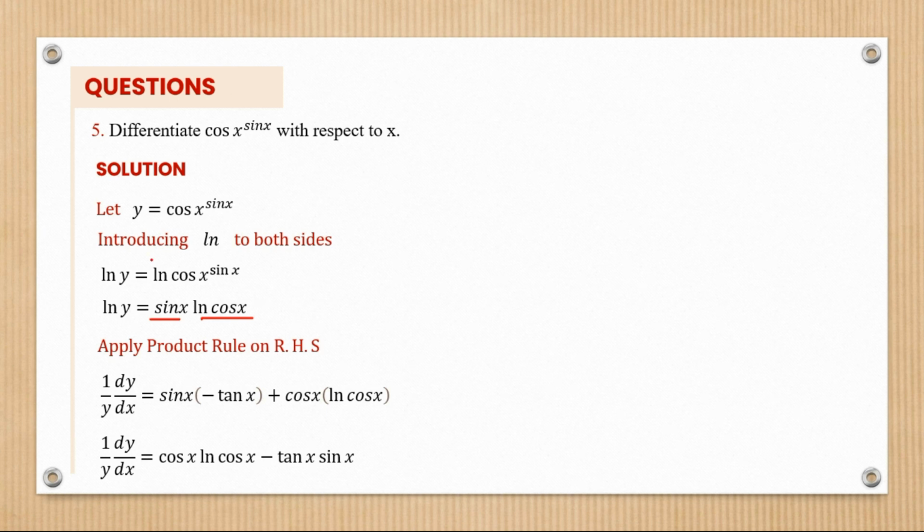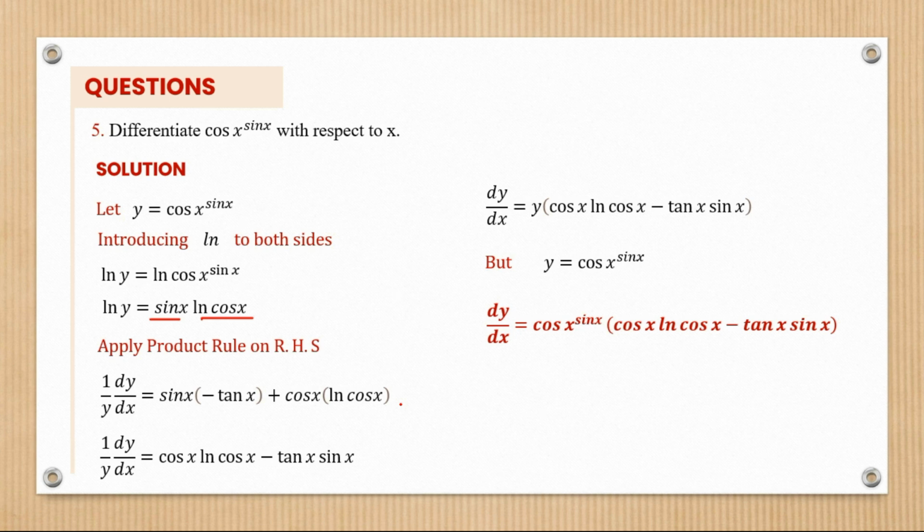So now we can see that this negative tan x times sine x will actually give us a negative. So when we rearrange them, this is what we can express our values as. Then we can cross multiply with the y value, and this is what we have. But y is cos x to the power sine x, so therefore the derivative can be represented this way, and that is our answer.